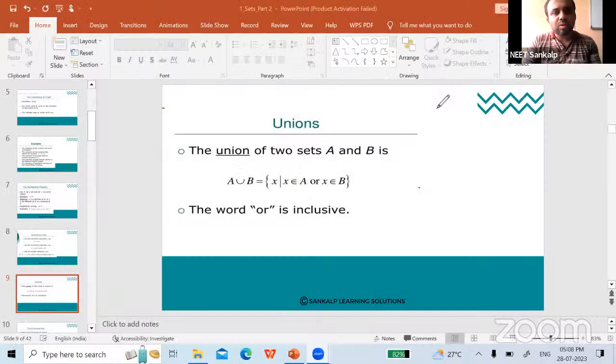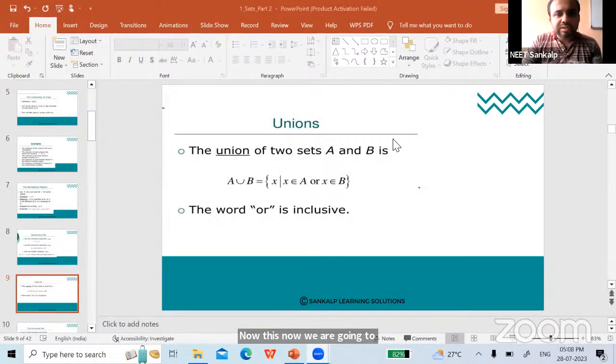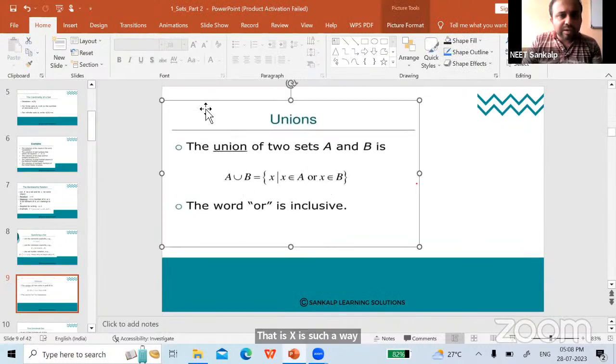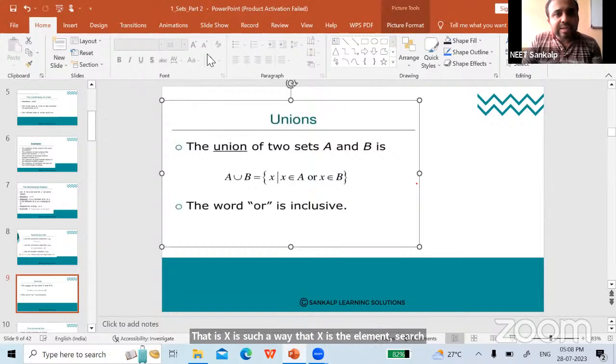Okay, students. Now we are going to learn the union of sets. So try to understand what a union of sets is. The union of two sets, A and B, in set builder form is explained like this: A union B is the set of x such that x belongs to A as well as x belongs to B.